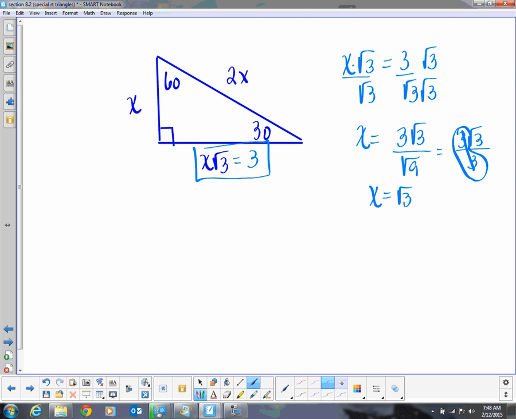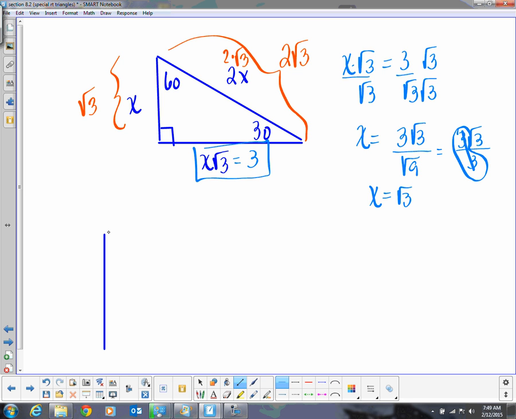So if x is square root of 3, then that means this side is square root of 3, and this side is going to be 2 times square root of 3, or what? 2 square root of 3. You can't multiply an outside number times an inside number. You can only play inside with inside and outside with outside. 17 said, so I don't want you to see these problems and see a radical and panic. All right? Don't want you to go there.